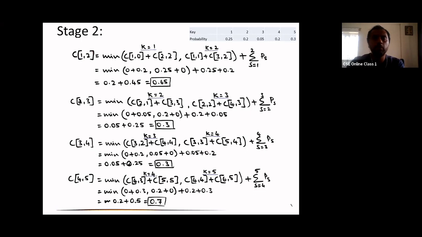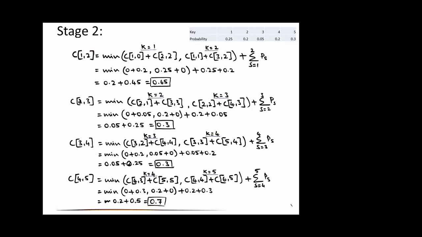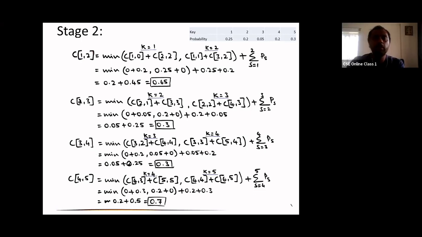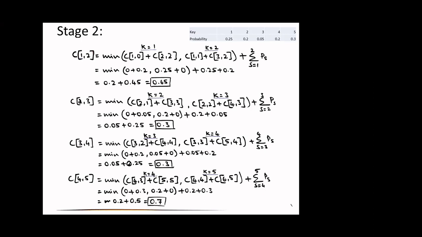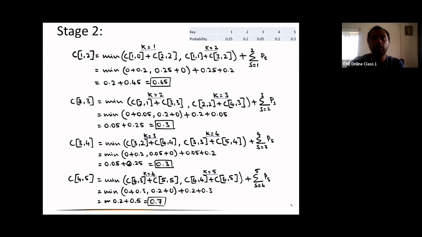or the root node? 1. 1 will be the root node and 2 will be either on the left or right. Since 2 is greater than 1, it has to lie on the right side of the key, that is key 1. In the same way, for C of 2 comma 3, which key have we chosen as root? 2. So we get 2 as the root and 3 will be the right child of that.